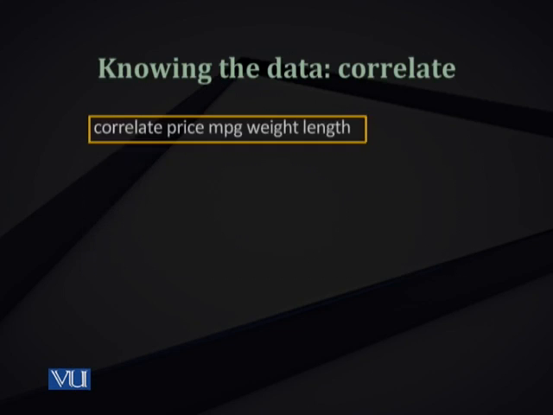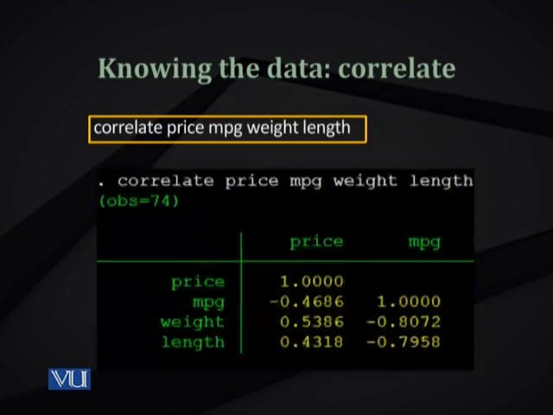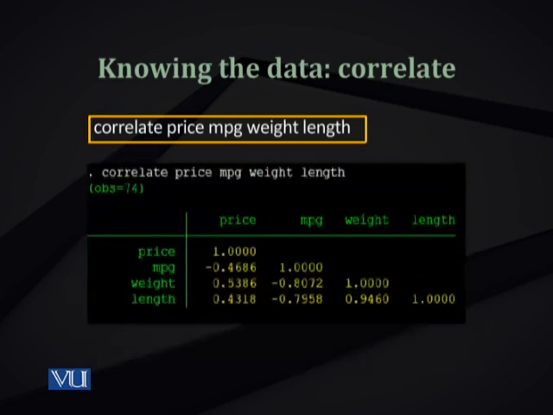Otherwise you can just type correlate price MPG weight length. In this example, we have 4 variables that must be correlated. As a result, you have a correlation matrix. Look at the correlation matrix. In the diagonal, you have 1. Obviously, the correlation of price to price is 1 and MPG to MPG is 1.